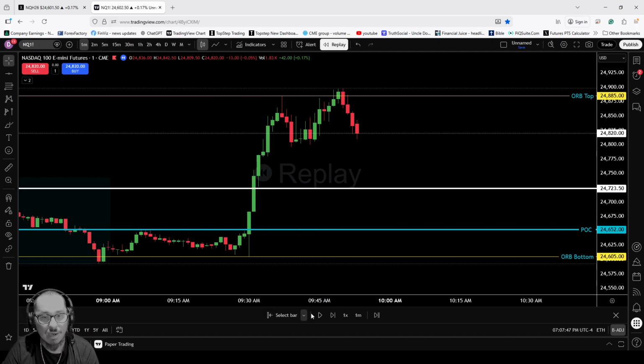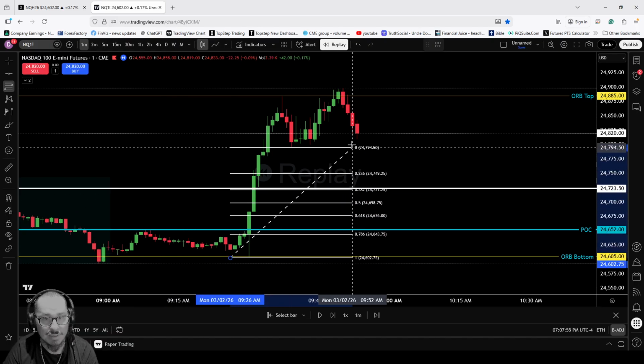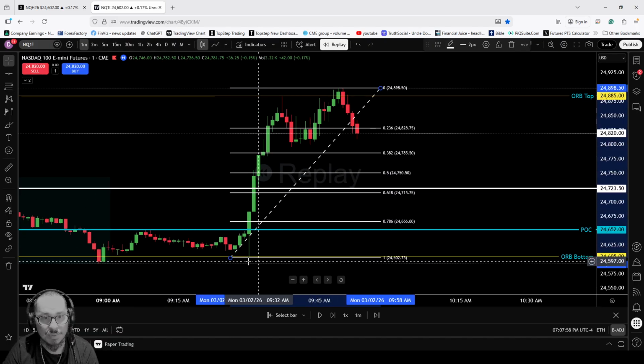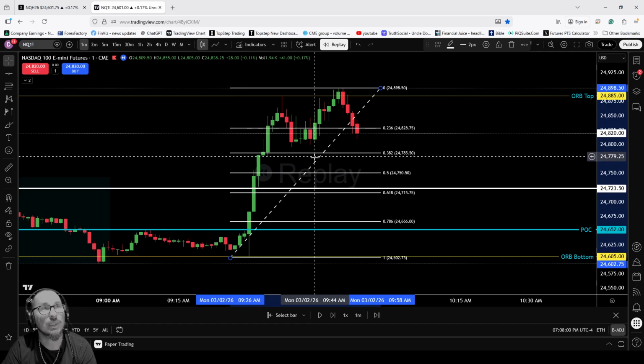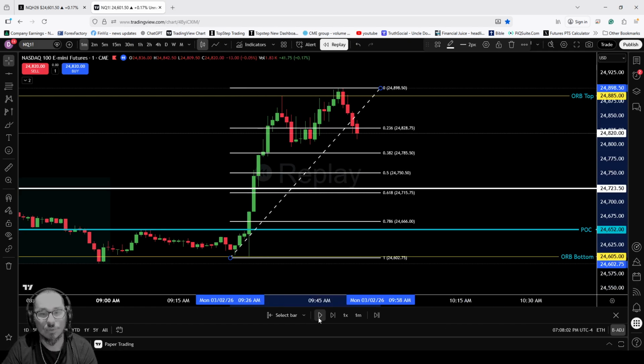So if we got two rejections off the ORB top, could it be that we're going to go 50% retracement? I really don't know, but let's check it out. If I'm putting a fib at the swing low and the swing high, I want to see how low it could go.